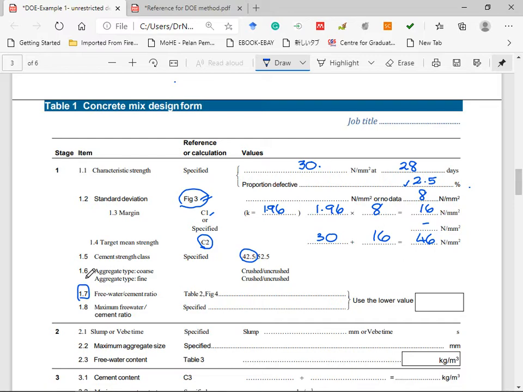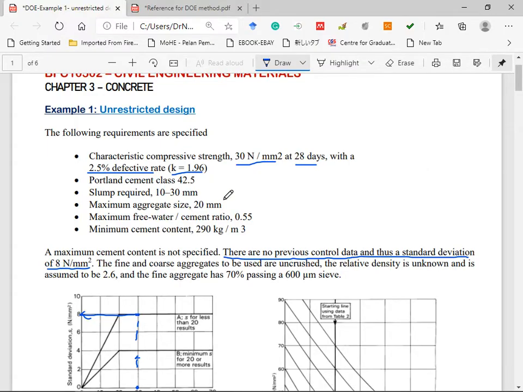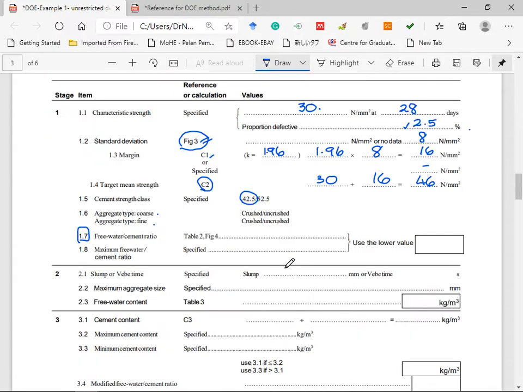Next is 1.6, the aggregate type, coarse and fine. As stated in the question, the fine and coarse aggregates to be used are uncrushed. So both are uncrushed, and we circle the uncrushed. Either you circle it or you cross the crushed.